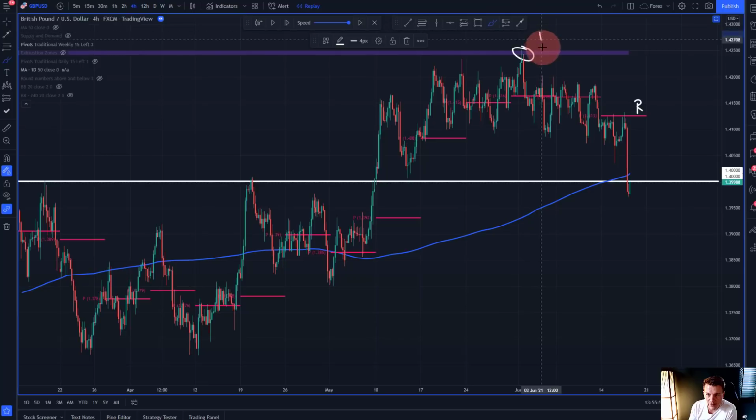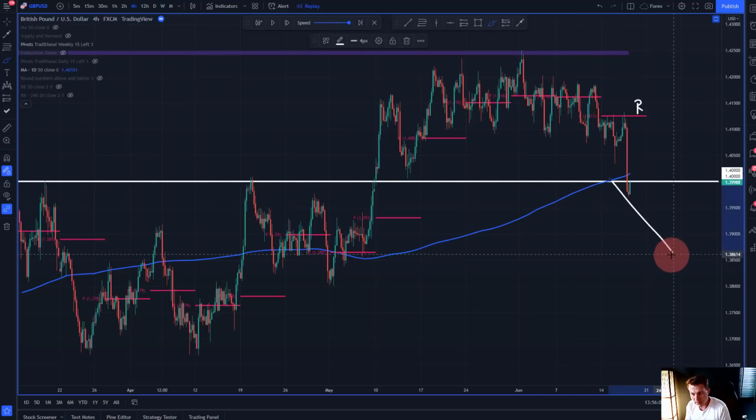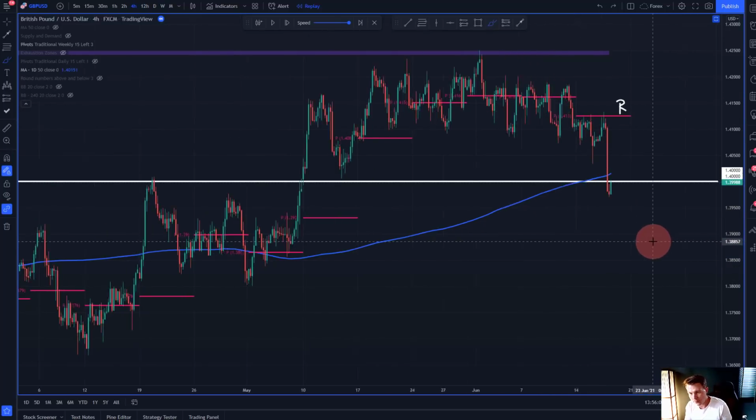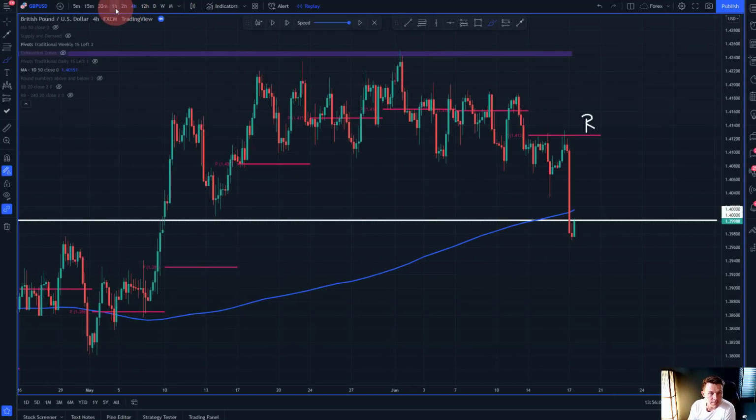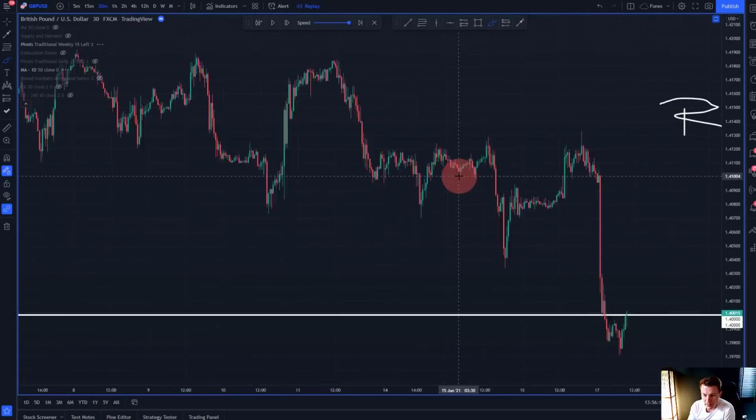So this is the highest high that we have seen, and after that the market changed the high structure and we have lower highs. So everything is pointing towards short and gives us the idea that we should look for a bearish opportunity. We could go to a lower time frame, maybe 1 hour, maybe 30 minutes.